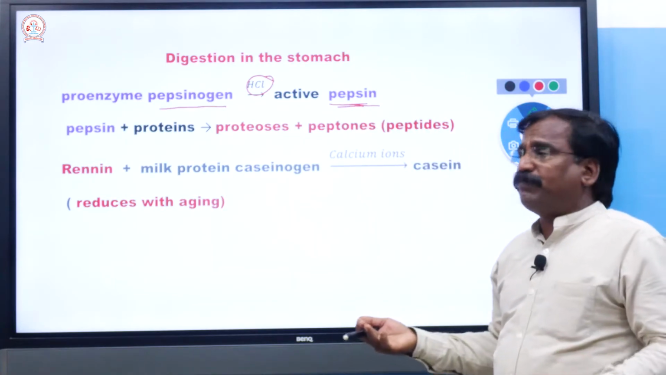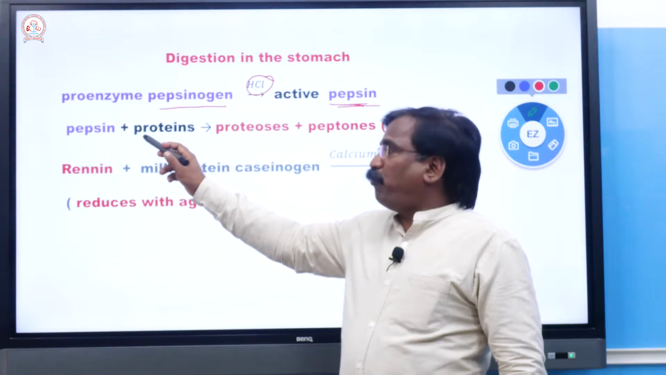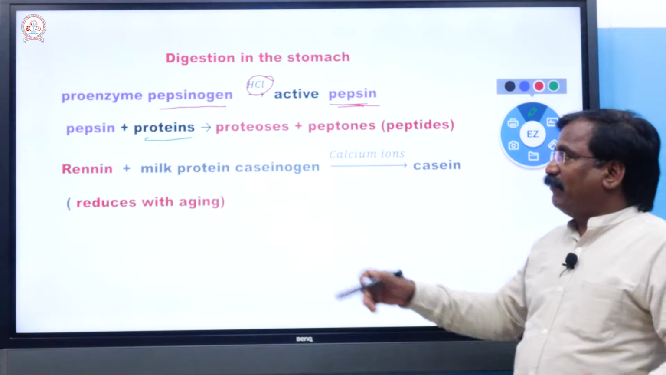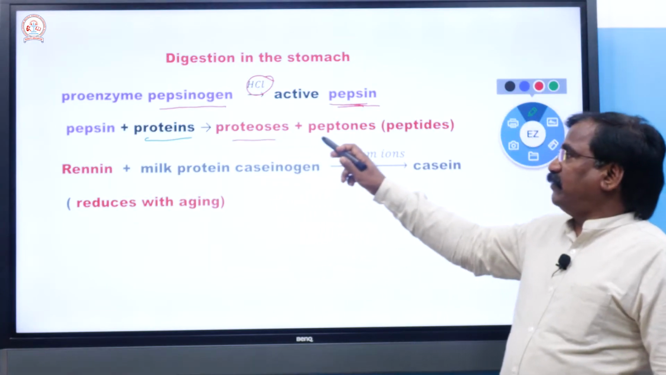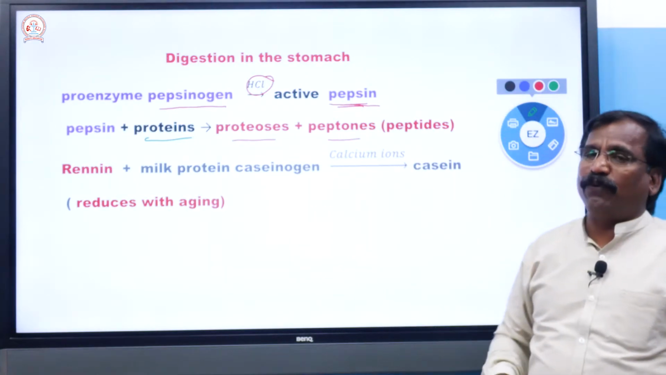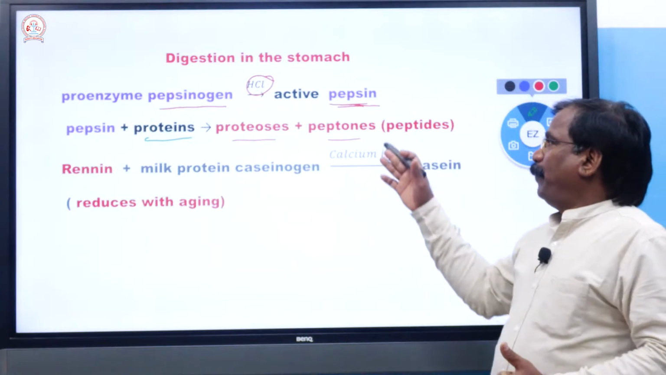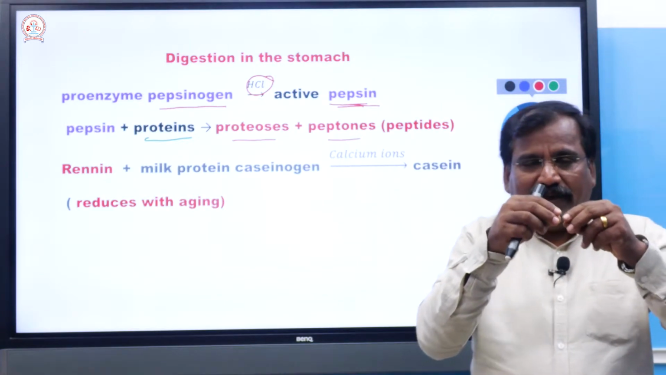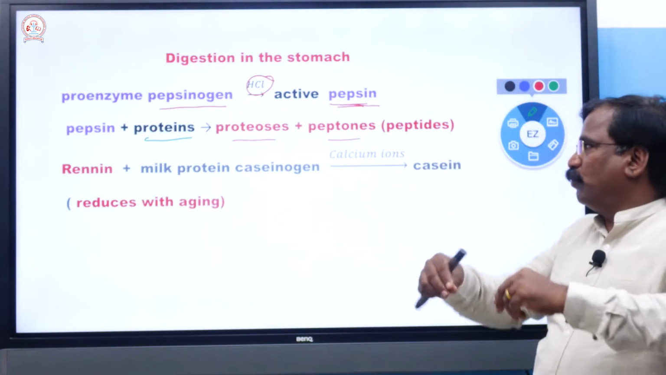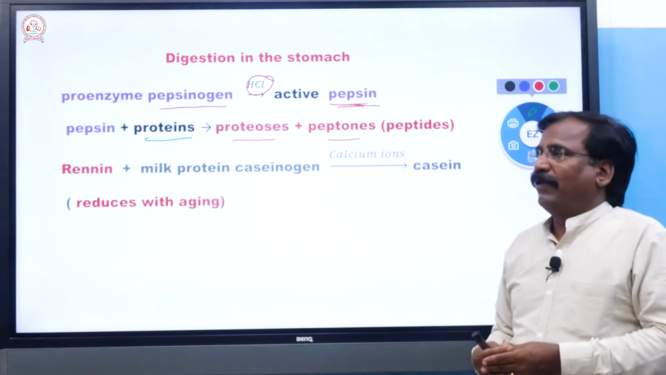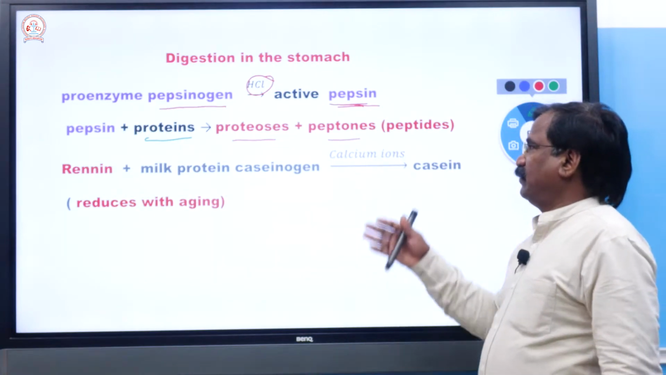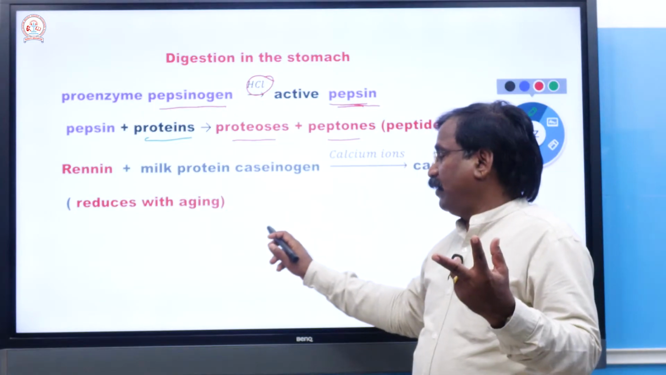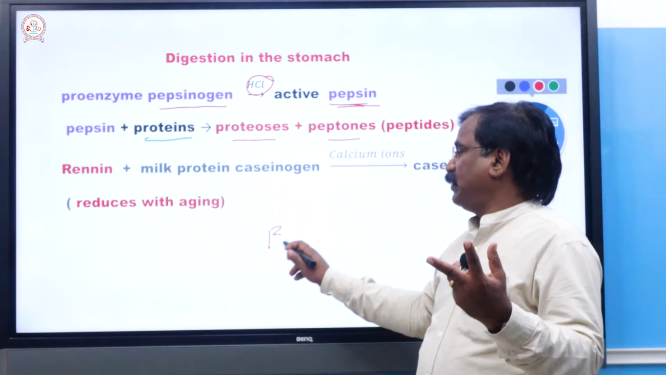What is the role of the pepsin? Listen, pepsin acts upon the protein and converts the protein into proteases and peptones. Proteins break down into peptones and proteases.